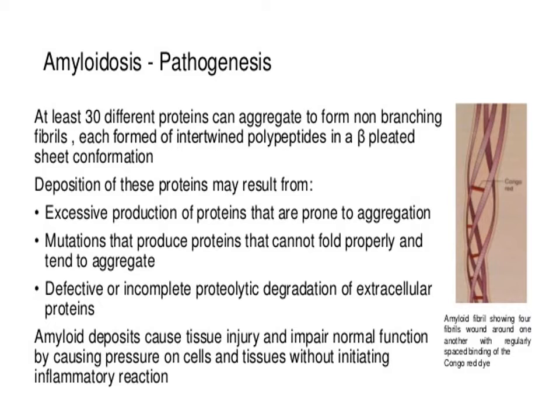Deposition of these proteins may result from, number one, they are produced in an excess amount, so they are prone to malformation and to aggregate. Two, mutations take place in certain proteins, and these mutated proteins misfold or fold improperly, and they tend to aggregate extracellularly. Three, it could be defective or incomplete proteolytic degradation of extracellular proteins.